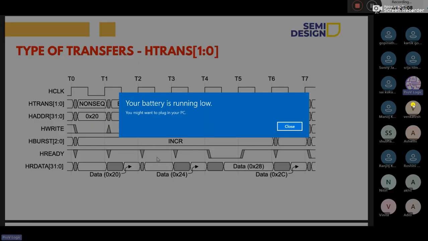We no need to wait until one transfer is completed, then only initiate the second transfer, then only initiate the third transfer. We no need to wait. Continuously we can transfer the data. So instead of sending one data at a time and waiting for the next command, burst means sending many data words one after another automatically. That's what burst means.